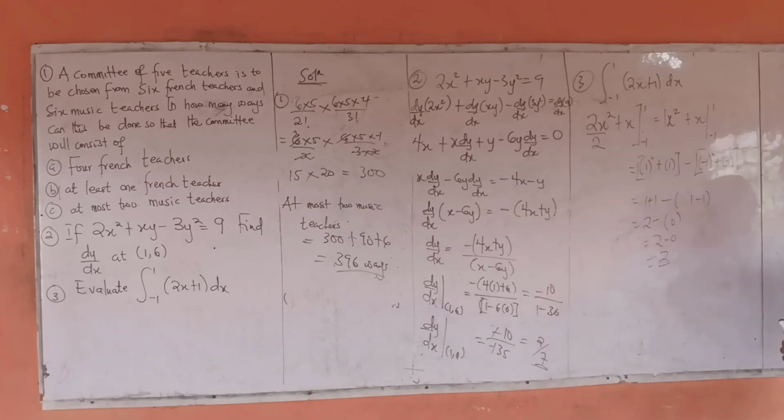So after integrating, I do substitution: upper limit 1, lower limit -1. I subtract the lower limit from the upper limit. 1 squared plus 1, that is 1 plus 1, 2. Then minus into bracket, -1 squared plus -1, which will be 0. So 2 minus 0 giving us 2.